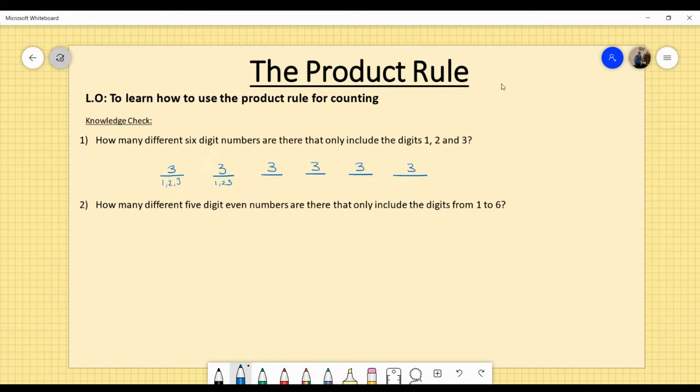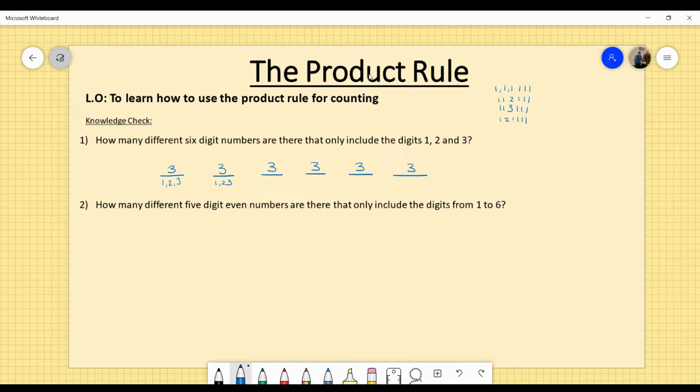Now, you could have sat there and listed them. So you could have gone 1, 1, 1, 1, 1, 1, then 1, 1, 1, 1, 1, 2, then 1, 1, 1, 1, 1, 3, and so on. But you would be there for quite a long time at this point. And obviously, they've got 6 digits. It would take you a very long time to sit there and work them all out. So actually the product rule is quite a quick and easy way for counting how many there would be.